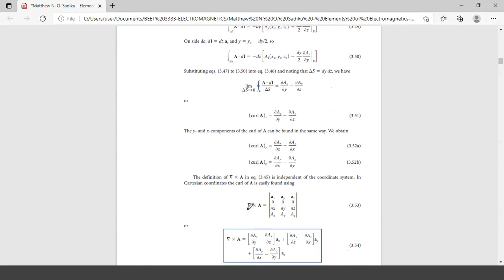Curl A means that del over del x, del over del y, del over del z, Ax, Ay, Az. So you use it like this. You arrange the direction of x, direction of y, direction of z. So del over del x with the vector x, del over del y with the vector y, del over del z with the vector z.